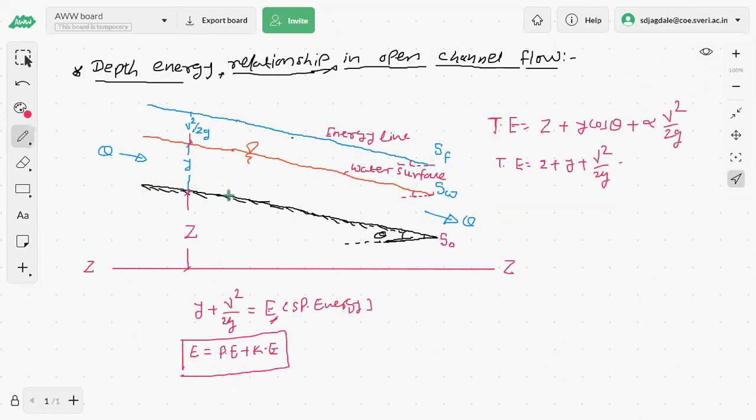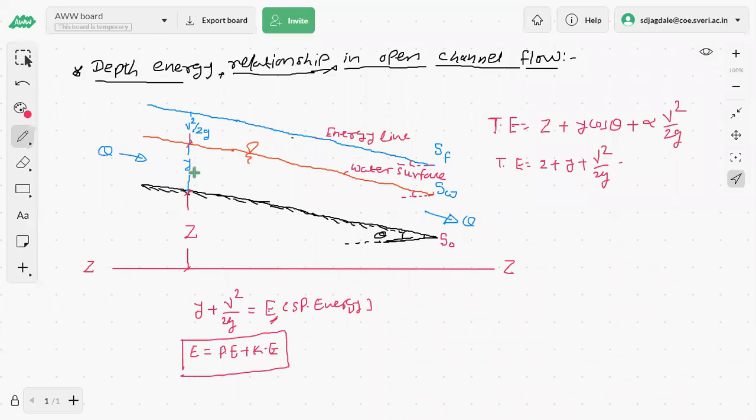If the channel section is prismatic, that is, its planform, cross-sectional area, bed slope, side slope, etc. are constant throughout the length, it is a man-made channel we can say. For such type of channels, whatever the specific energy used to exist, that specific energy used to remain the same or constant throughout the length of the channel.